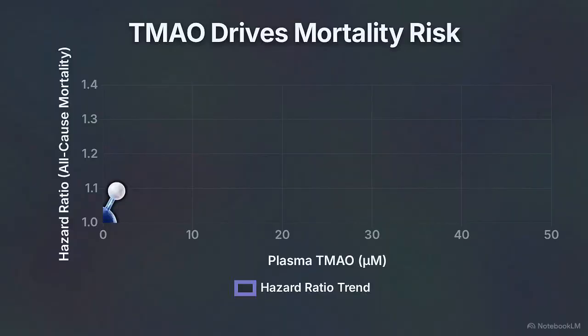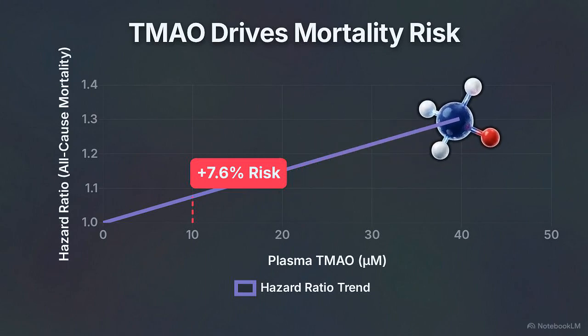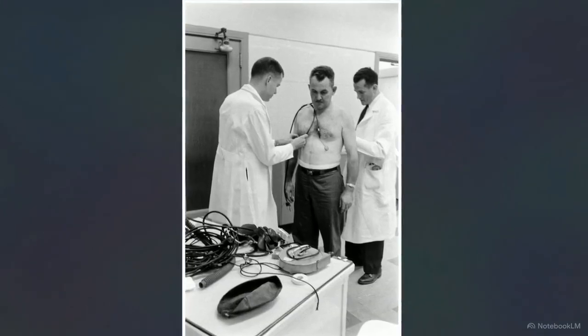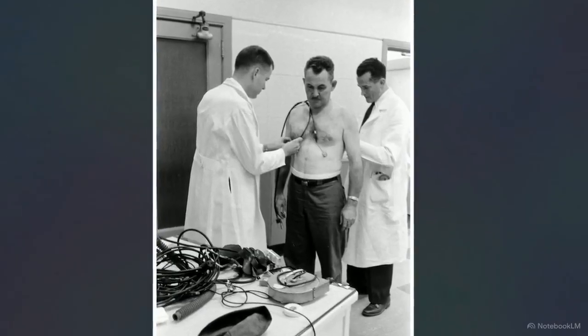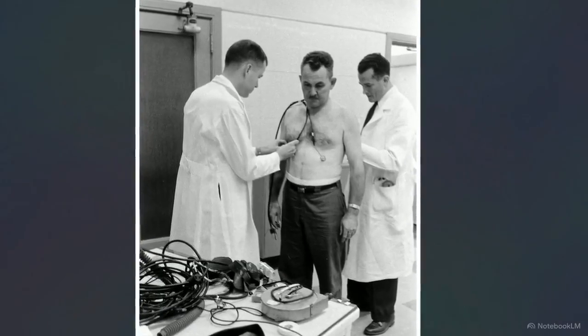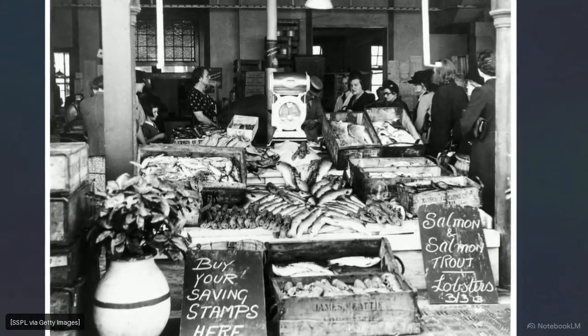This mortality hazard ratio chart visualizes the linear dose response associated with TMAO. For every 10 micromolar increment in the blood, all-cause mortality risk increases by roughly 7.6%. TMAO actively weaponizes the body against its own arteries, driving the progression of vascular injury and heart attacks independently of other risk factors. This historical reliance on seafood highlights a contradiction known as the fish paradox.